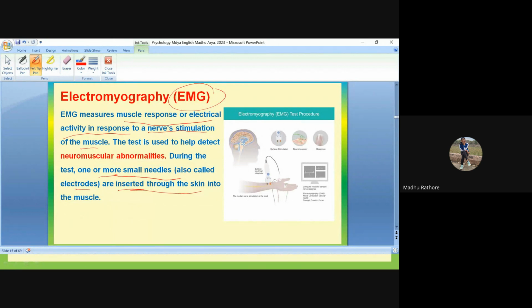So in this, one or more small needles are inserted through the skin. It means it is an invasive tool, an invasive machine. So this is EMG, electromyography, which measures muscle response.